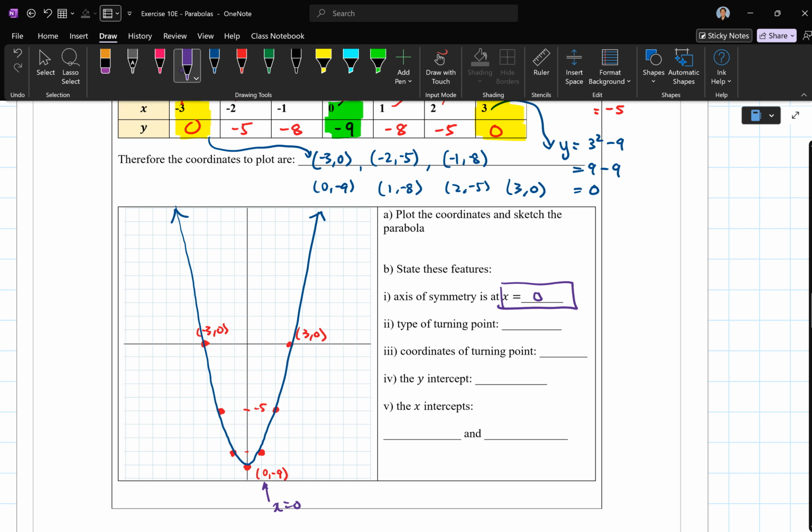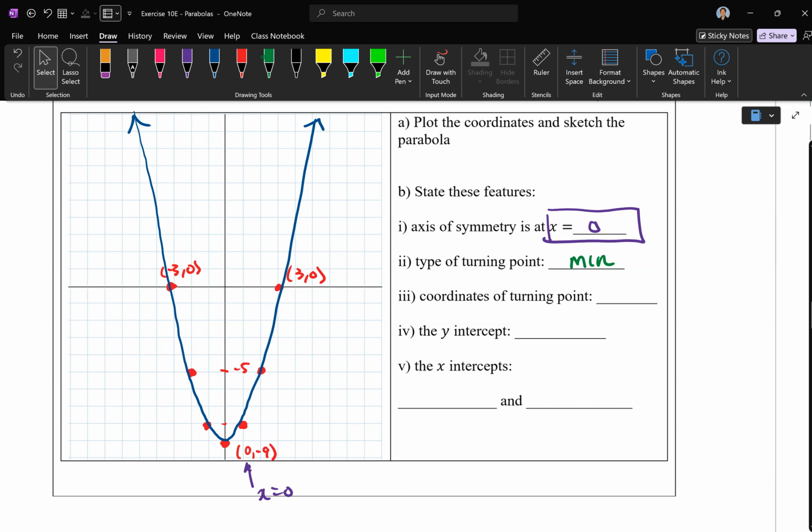What's the type of turning point? Let's go with Jeet. Type of turning point, maximum or minimum? Minimum. Very good. Coordinates of the turning point. Let's go with Steph. Where's the turning point? 0, negative 9. This is where it changes, so hence we call it 0, negative 9.